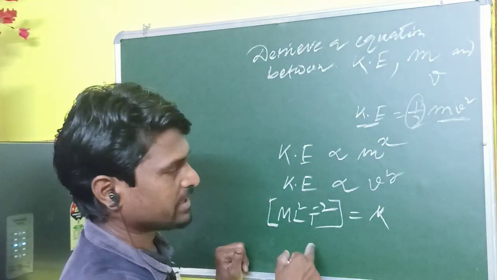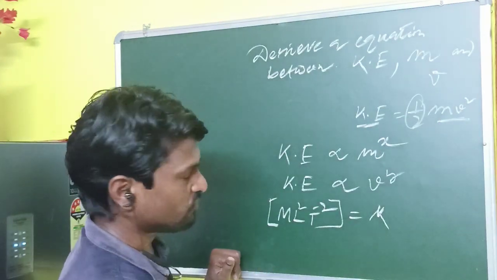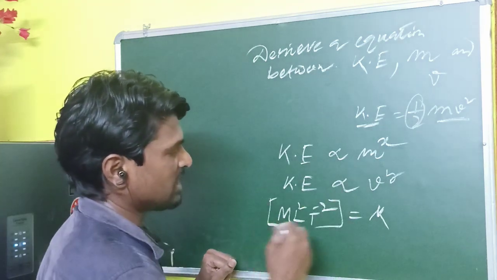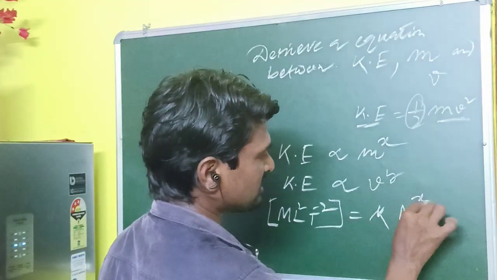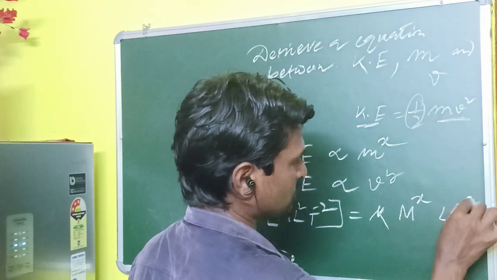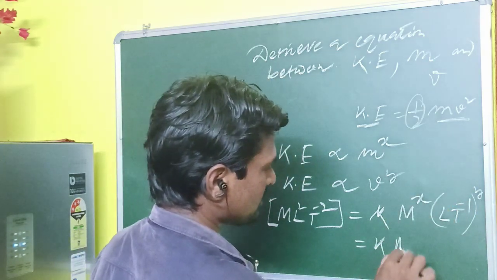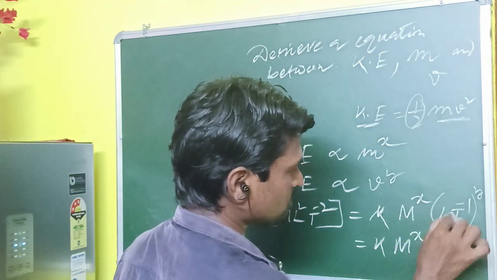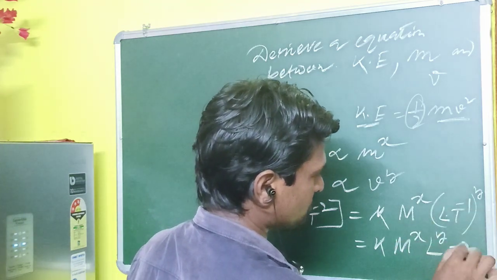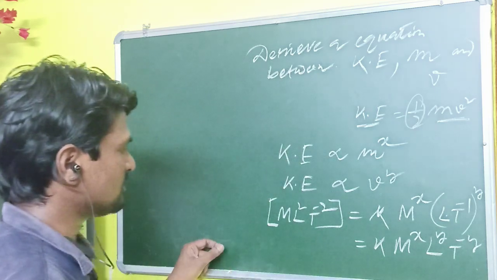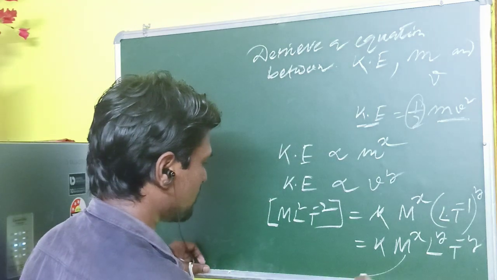In place of kinetic energy, you have to substitute the dimension of work. Then mass means m to the power of x, and velocity means LT minus 1 to the power of y. So k, and m to the power of x, L to the power of y, and T to the power of minus y. And then compare the equation.